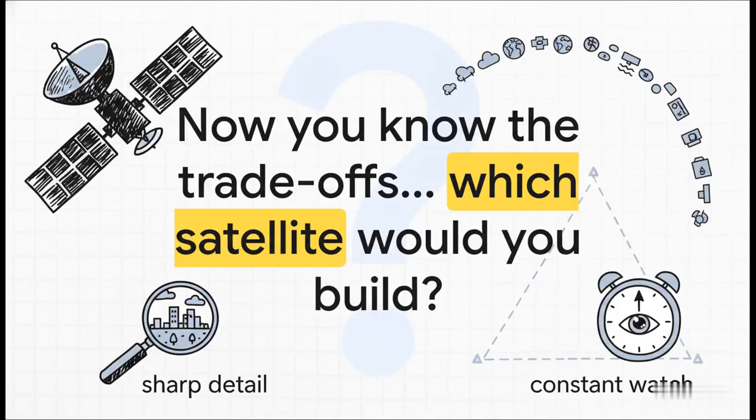And that leaves us with one last thing to think about. Now that you understand this impossible triangle of choices, if you were the one in charge, what would you build? What would you prioritize? The sharpest possible detail or a constant, watchful eye over our entire world? The choice you make determines what secrets you get to unlock.